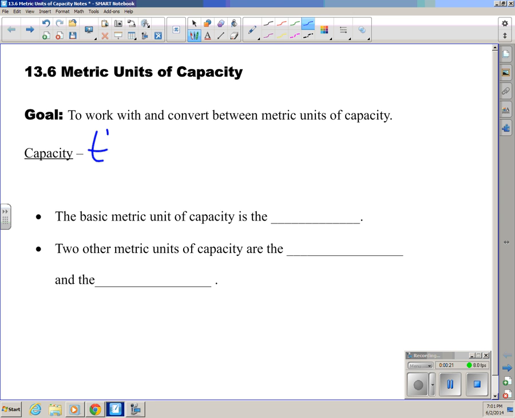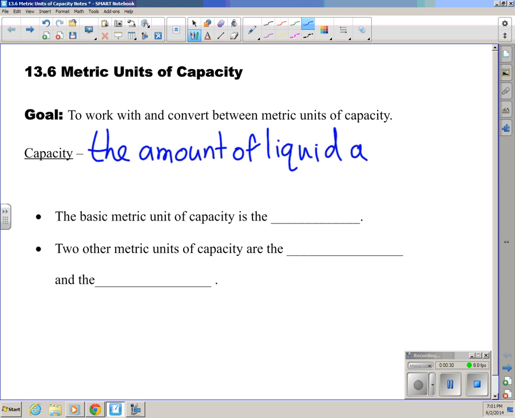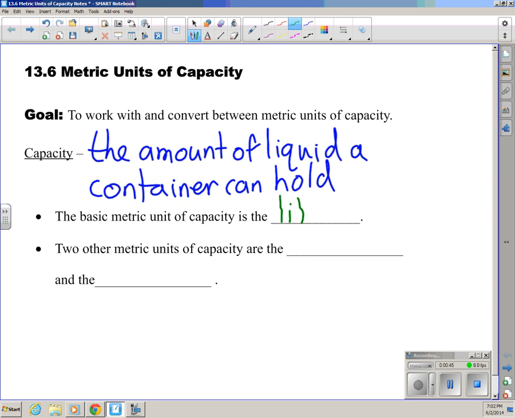Remember, capacity is the amount of liquid a container can hold. We're going to start with the basic metric unit of capacity, and that is the liter. You're used to hearing about liters when you talk about soda bottles usually. And two other metric units of capacity that we're going to use are tiny and big. Tiny is the milliliter, and the large one is the kiloliter.